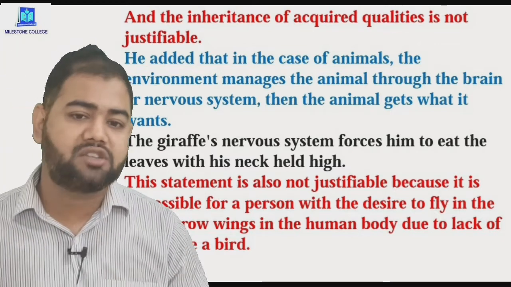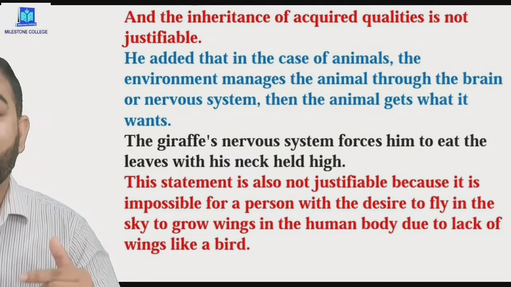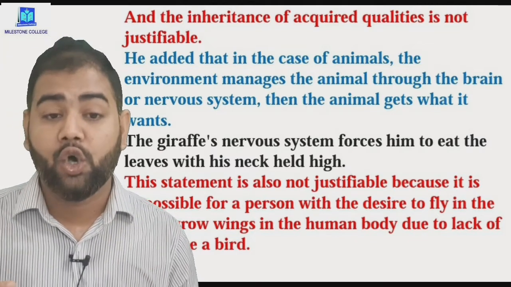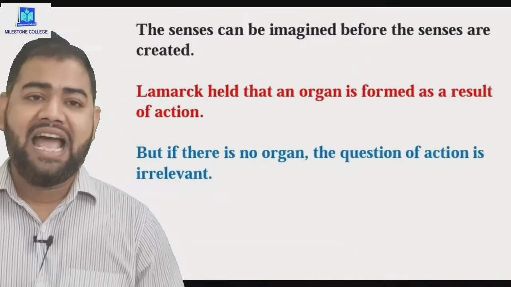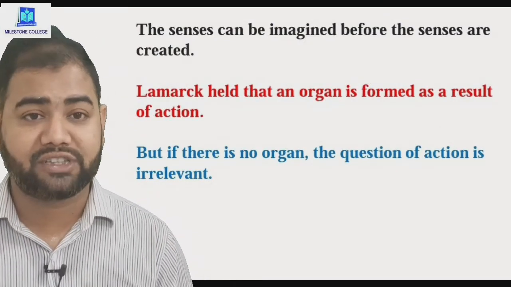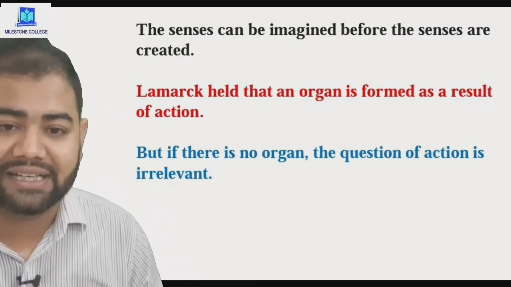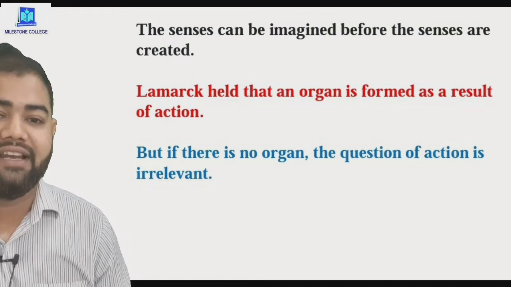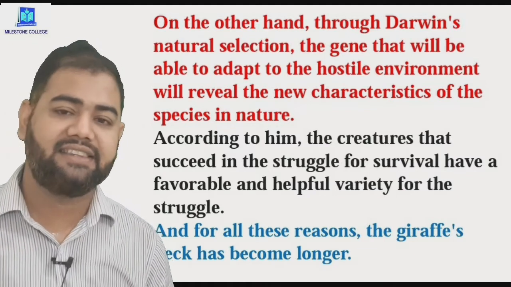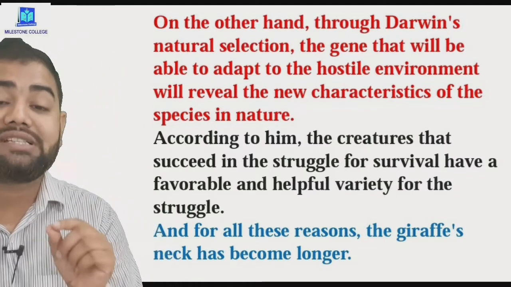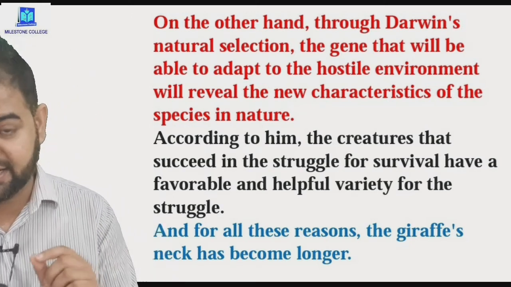This statement is also not justifiable because it is impossible for a person with the desire to fly in the sky to grow wings in the human body due to the lack of wings like a bird. The sense can be imagined before the sense organs are created, but if there is no organ, the question of action is irrelevant. On the other hand, through Darwin's natural selection, the gene that will be able to adapt to the hostile environment will reveal the new characteristics of the species in nature.